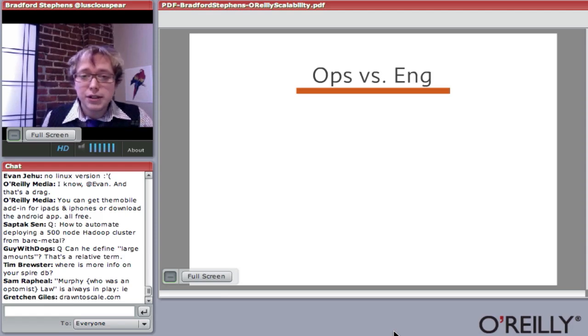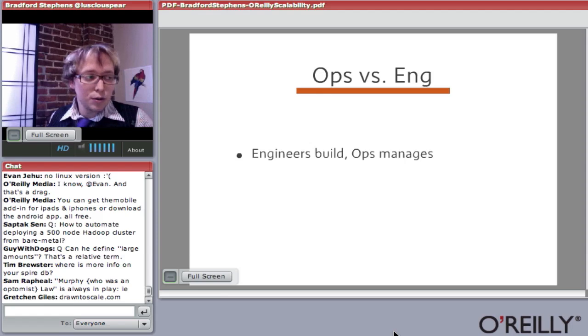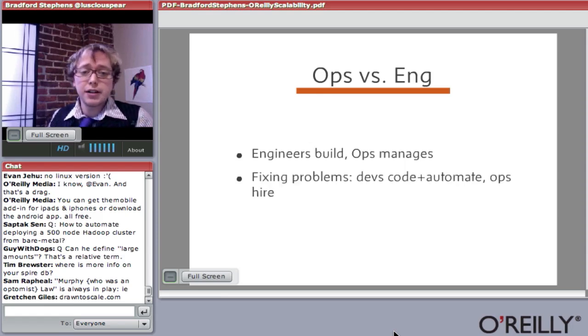It's a funny story I was kind of told, or maybe not a story, just an anecdote about operations versus engineering. Engineers tend to build things, and operations tend to manage things. So what that means is when problems come up, developers are going to code and automate the problem away, and operations guys, because they usually don't develop code in these systems, will hire people to mitigate problems. They'll hire folks to restart servers or to write scripts to make deployments.